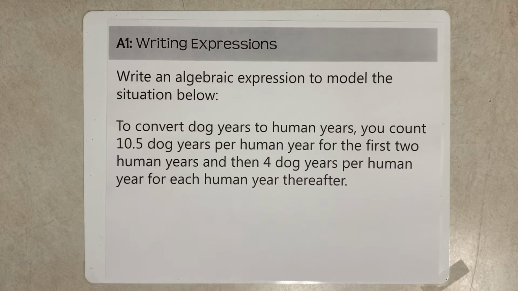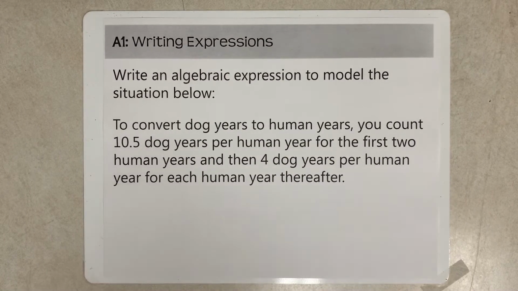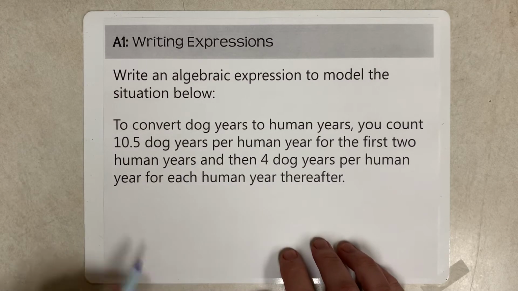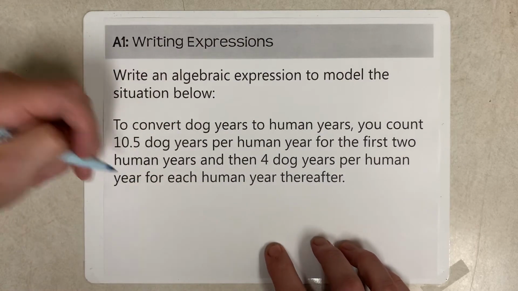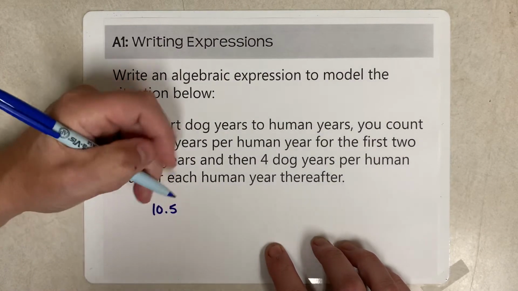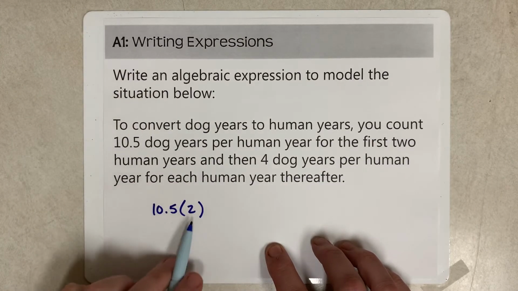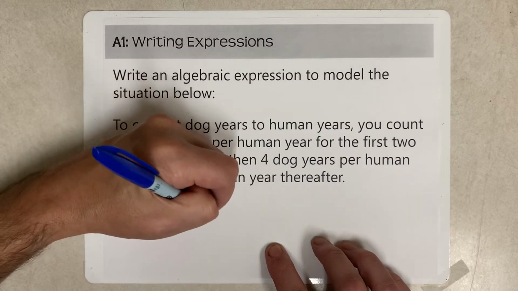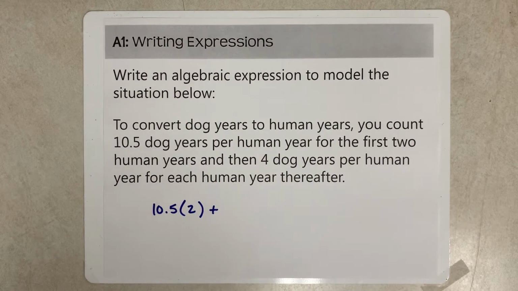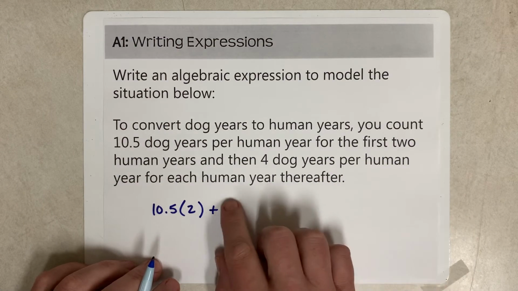Okay, this one, to convert dog years to human years, you count 10.5 dog years per human year for the first 2 human years, and then 4 dog years per human year for each human year thereafter. All right, this one's gonna be kind of interesting. So for the first 2 years, it's 10.5. So 10.5 times 2 gets us the number of dog years for the first 2 human years. We're gonna add that, and now after that is 4 dog years per human year.